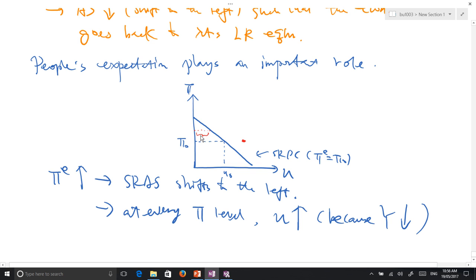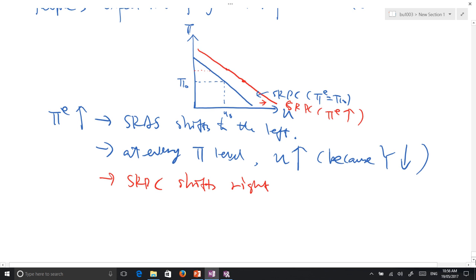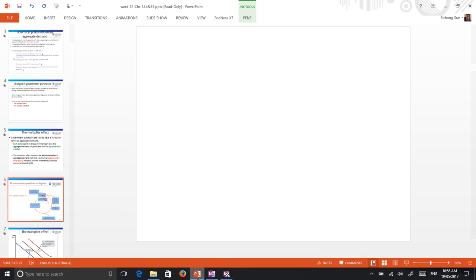Okay, so the whole short run Phillips curve shifts to the right. So now this is the new short run Phillips curve, which corresponds to a high level of expectation. All right. So the Phillips curve describes the relationship between unemployment rate and inflation rate.